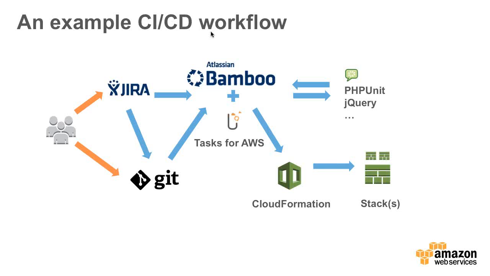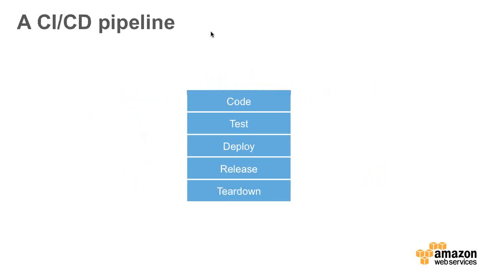And so we're going to use Tasks for AWS to give Bamboo a much richer view and insight into AWS. So Tasks for AWS will be responsible for talking to DynamoDB, the simple storage service for storing our build artifacts, CloudFormation to do the deployment and the automation, and so on. And then Bamboo also will be orchestrating the unit tests that we'll be running today as well.